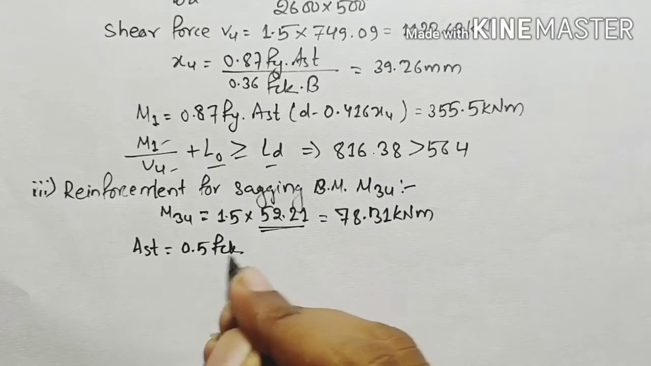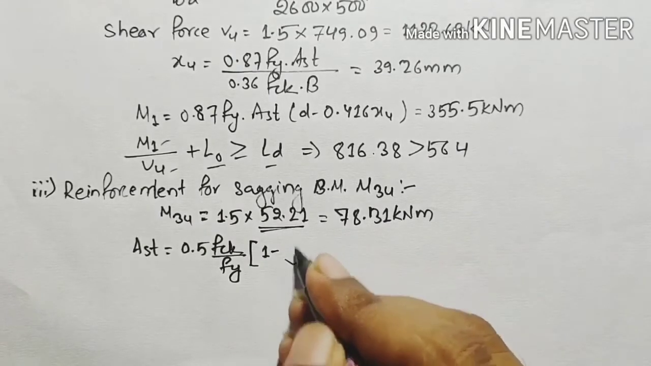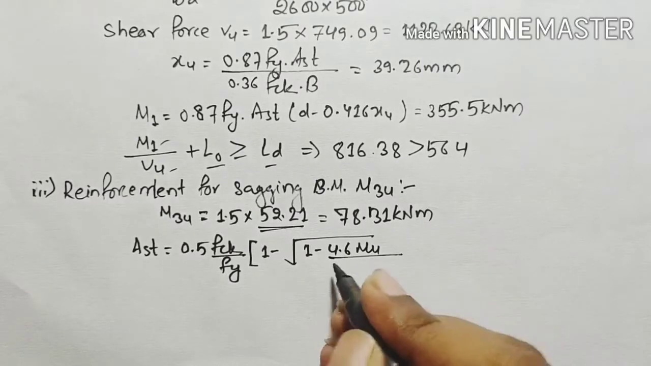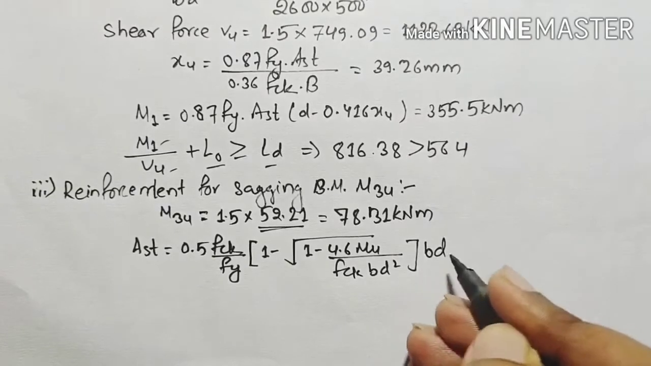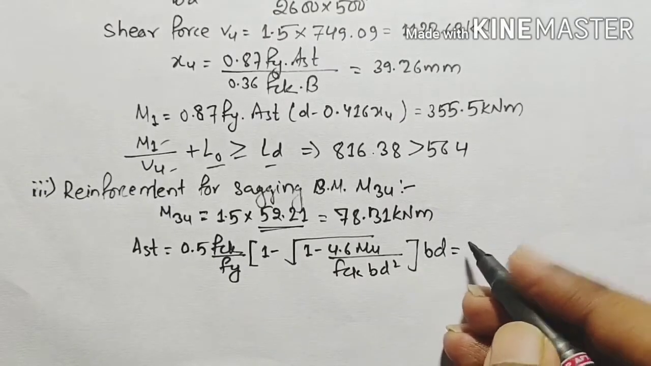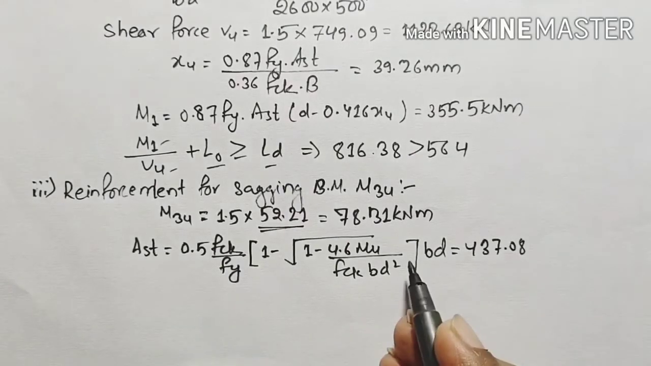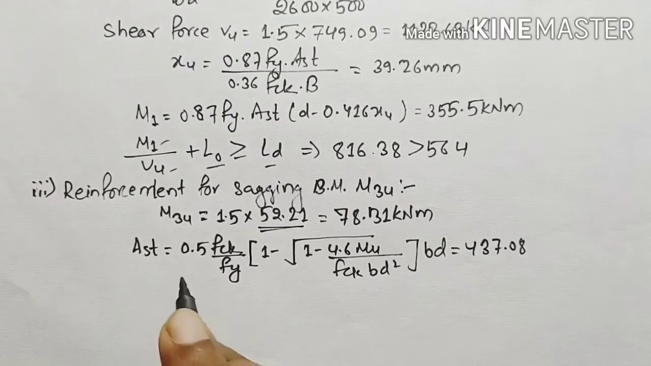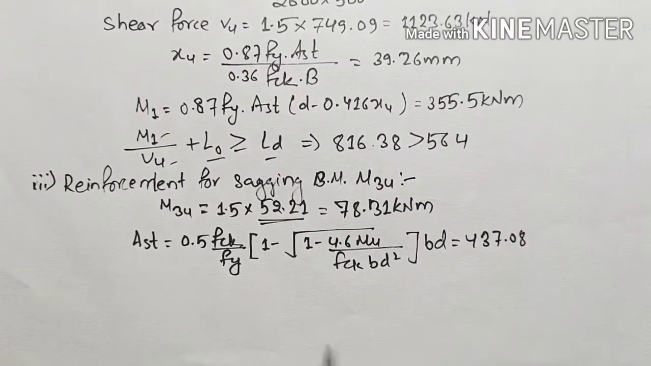Now let's find out the value of AST, and we will again use the formula, that is 0.5 FCK upon Fy times 1 minus root under 1 minus 4.6 Mu by FCK BD square times BD. So we will get the value of AST as 437.08, which is very less. Because if we provide a 12 millimeter dia bar, then the number of bars which we will calculate will be very less.